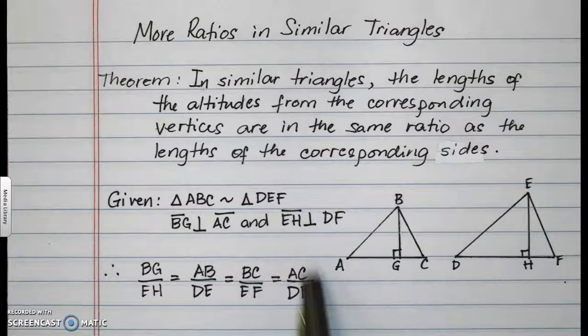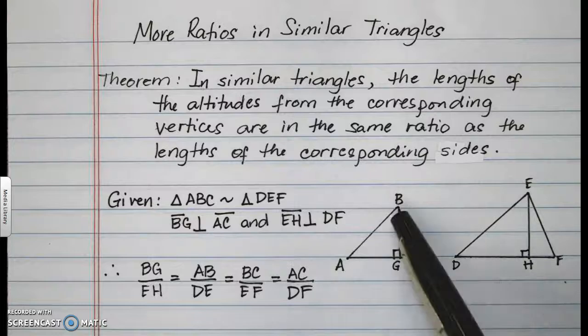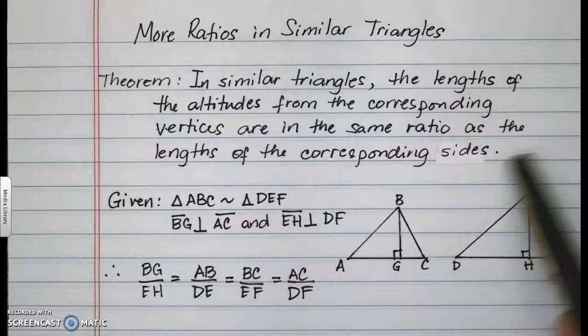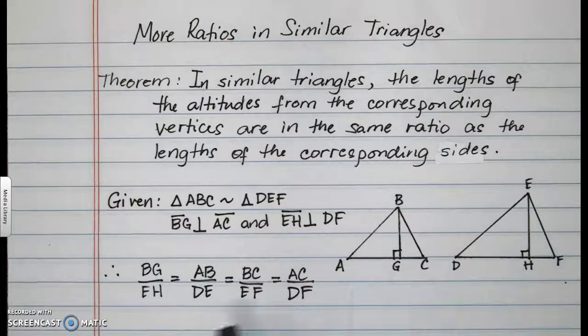Again, because this is similarity, you can actually interchange them as long as you're consistent. Therefore, if you put EH over BG, or started with the bigger triangle over the smaller, all these will be equal as long as you also start with the bigger triangle and get the corresponding side of that with the smaller triangle.